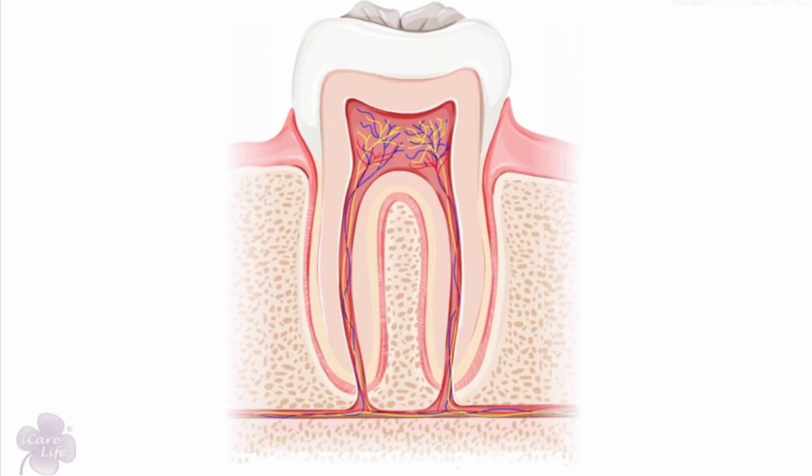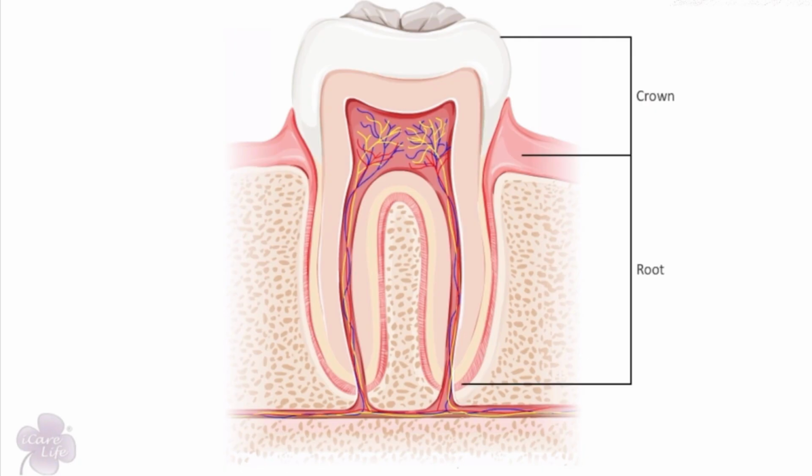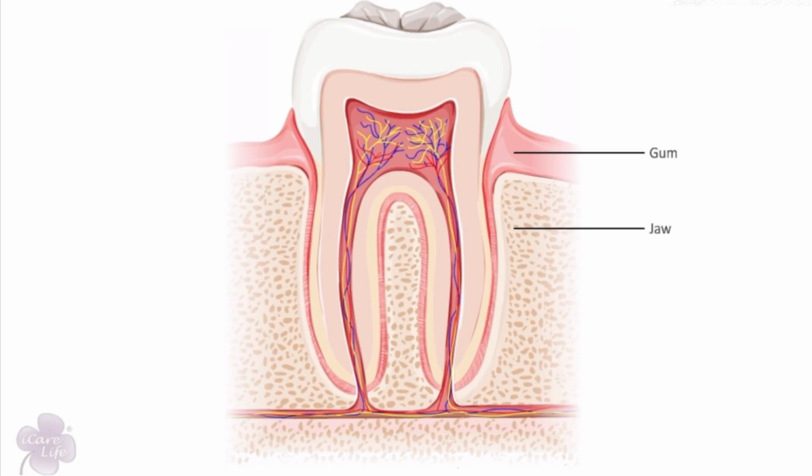All types of teeth have a similar structure. Let us take a look at the structure of a tooth. The part of the tooth which is visible is known as the crown. The part of the tooth embedded in the jaw and cannot be seen is known as the root. The gums help attach the tooth to the jaw.